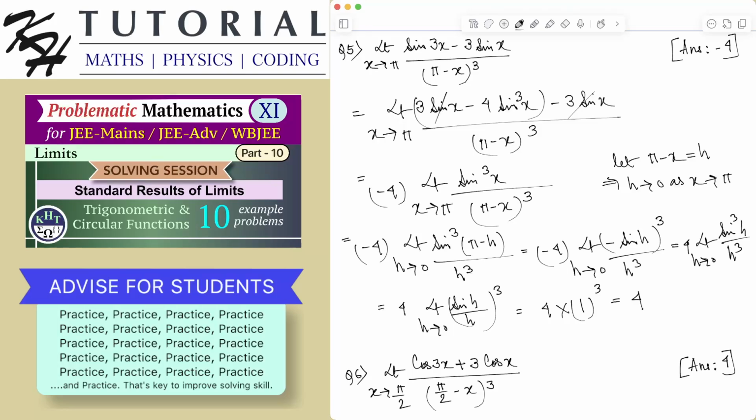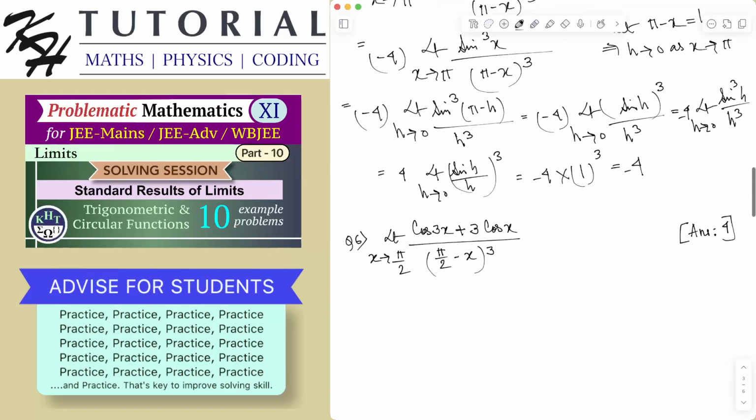sin(pi minus h), I think sin(pi minus h) is not minus sin h, it is sin h. Sin of pi minus h is equal to sin h. So we have minus 4. So the answer is minus 4.